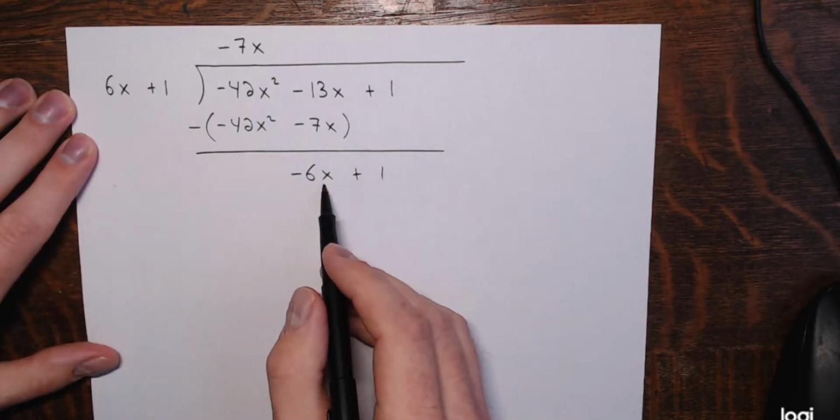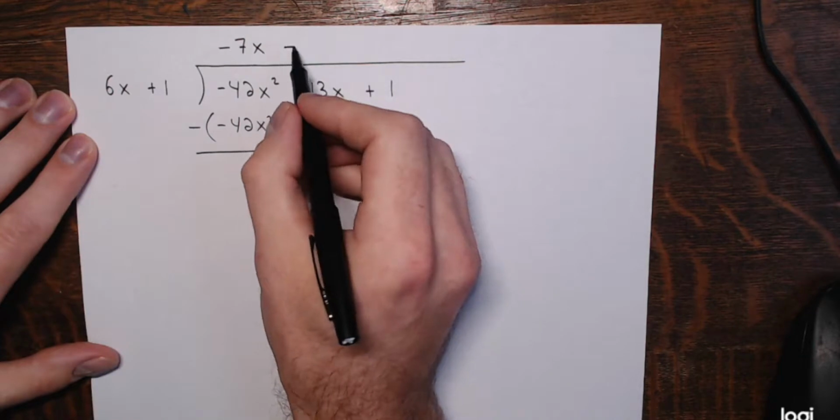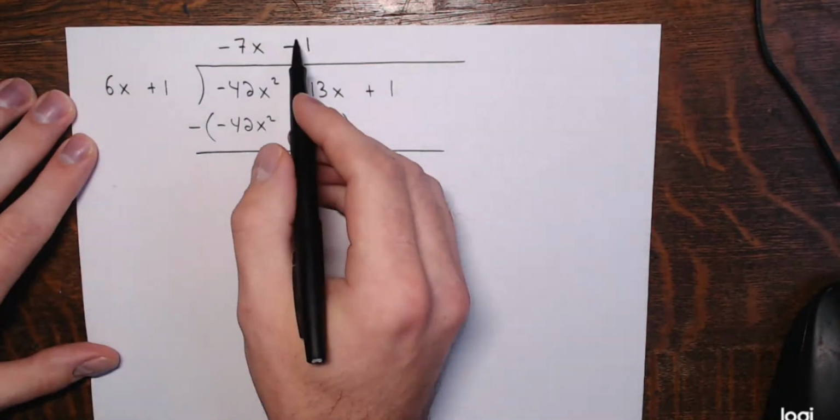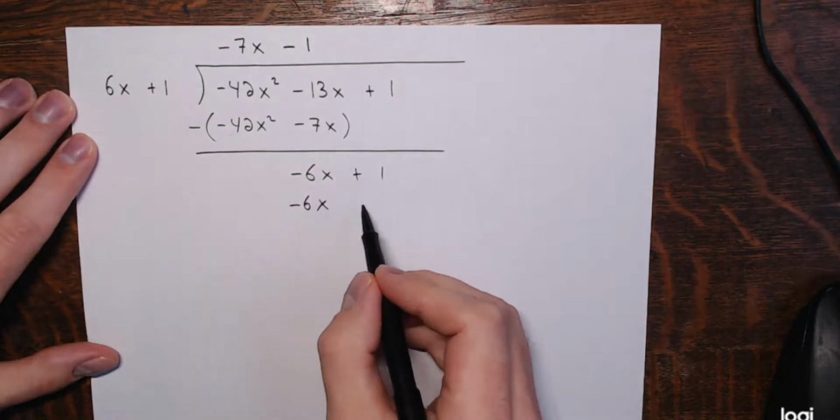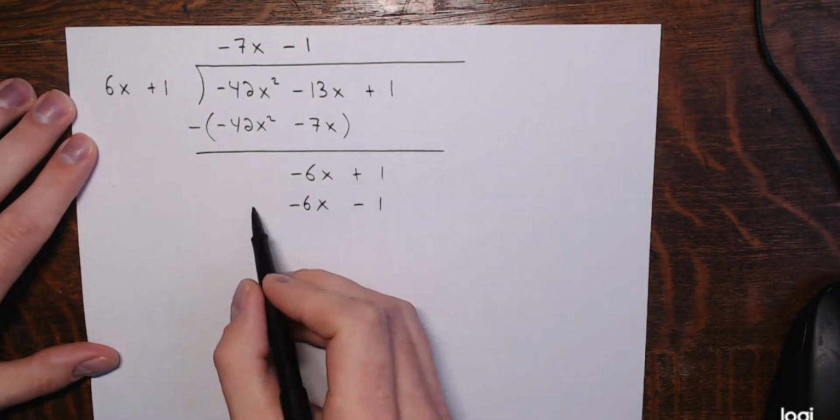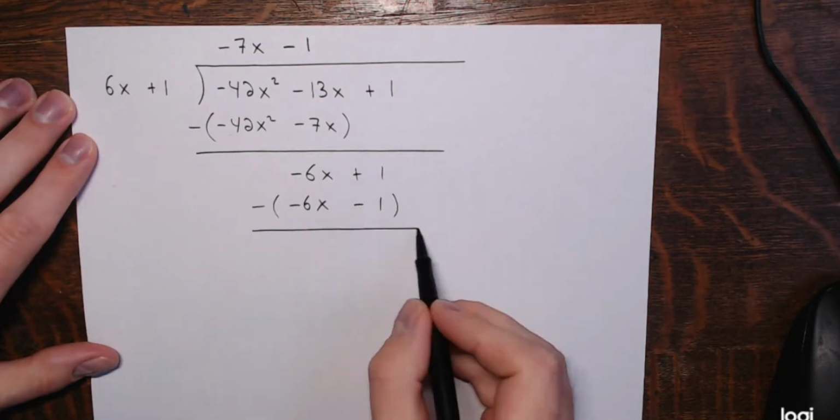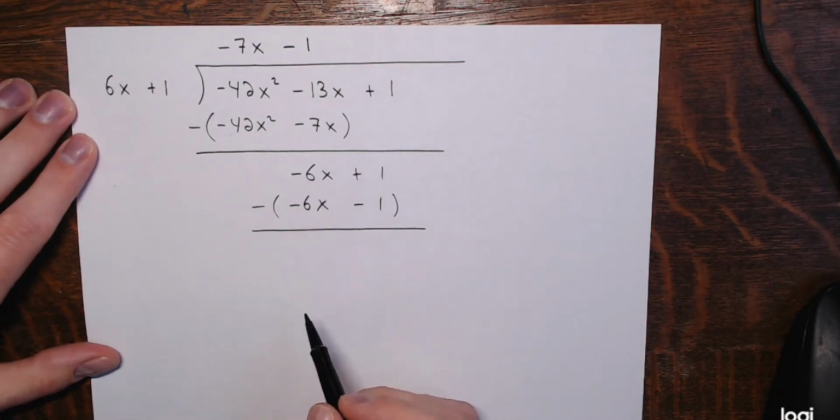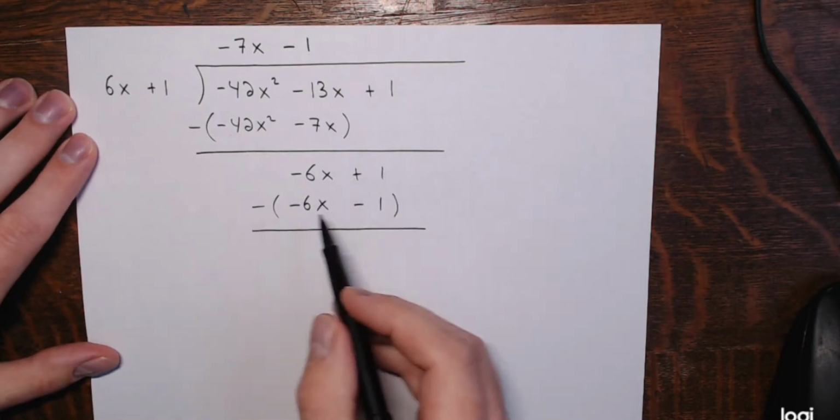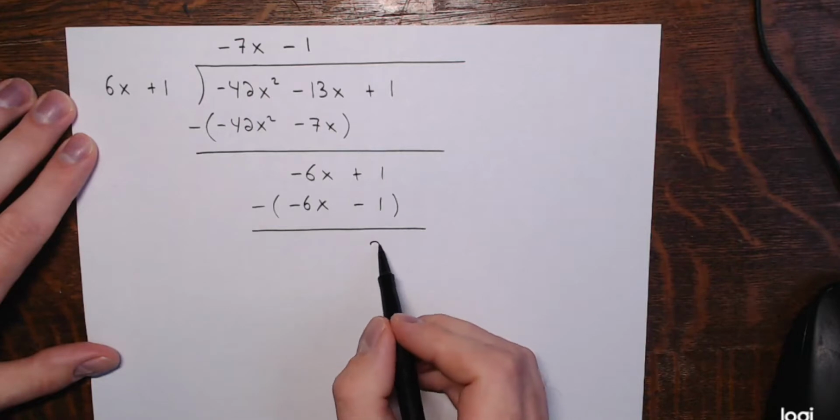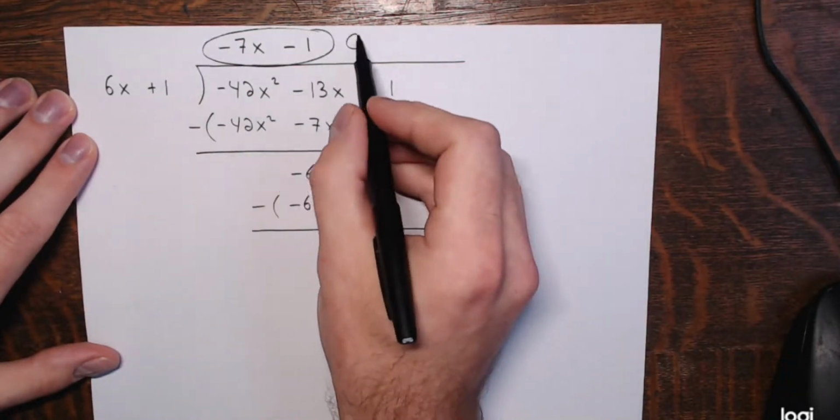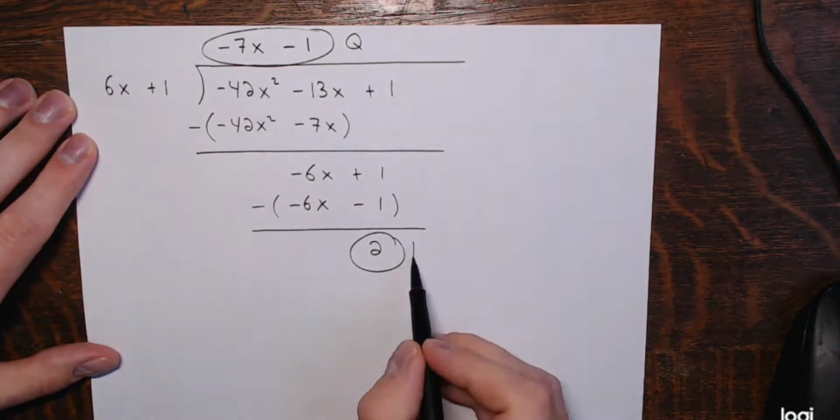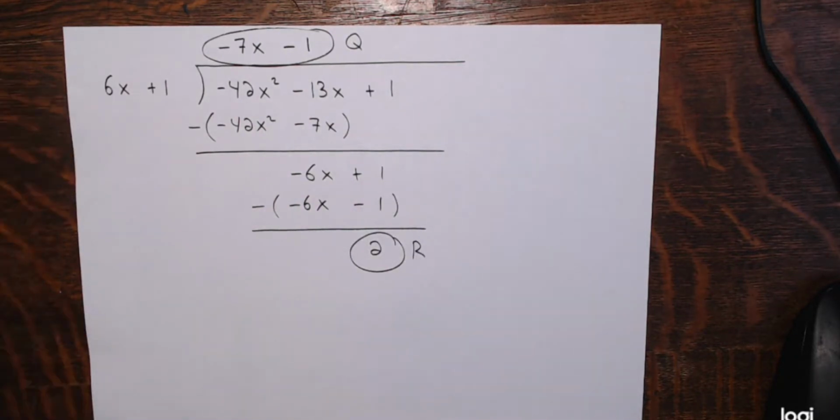Negative 6x divided by positive 6x would be negative 1. Then I multiply the negative 1 by the divisor. That gives me negative 6x minus 1. And then subtract all this. The negative 6x's would be gone. 1 minus negative 1 is 1 plus 1. That's 2. And then here's the quotient, I'll just put Q for quotient. Here's the remainder, I'll just put R for remainder.